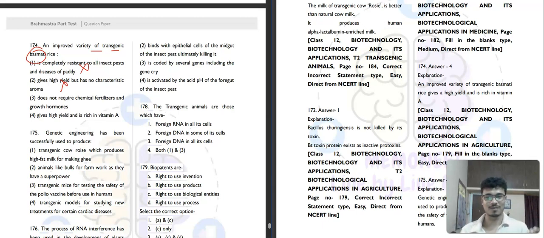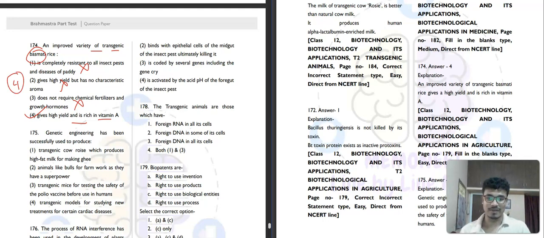Because of its aroma. If you eat some biryani of basmati rice, then you will get to know what is basmati rice, the long grains, okay. Then does not require chemical fertilizers and growth hormone, incorrect. So it gives high yield and is rich in vitamin A. So fourth option is our correct answer.